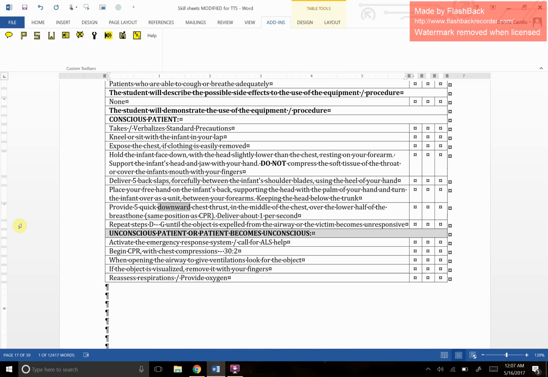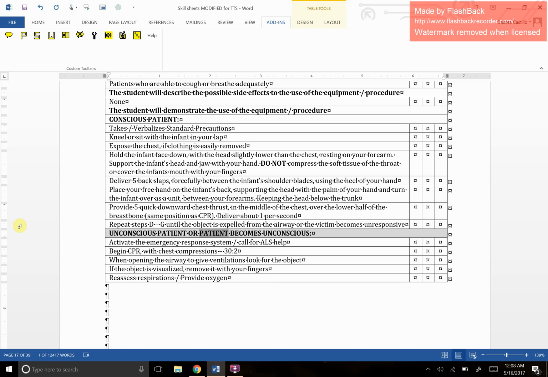Provide 5 quick downward chest thrusts, in the middle of the chest, over the lower half of the breastbone, same position as CPR. Deliver about 1 per second. Repeat steps until the object is expelled from the airway or the victim becomes unresponsive.